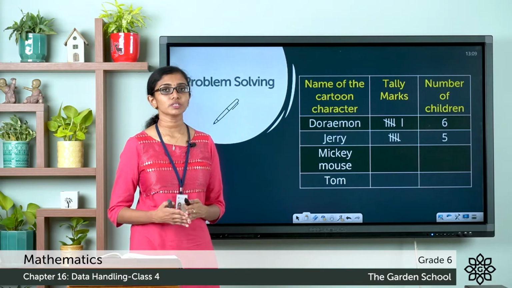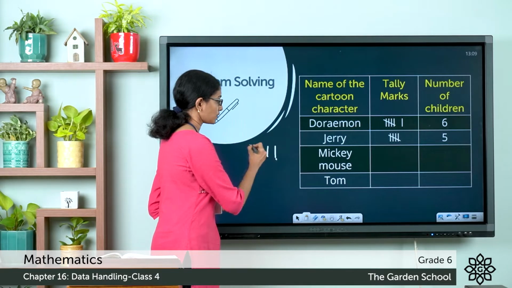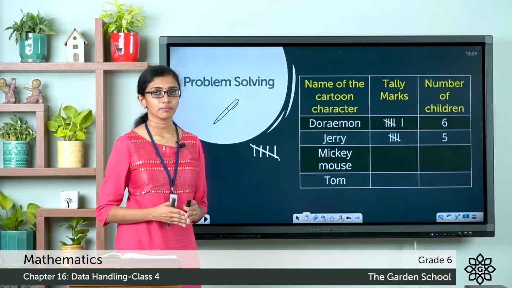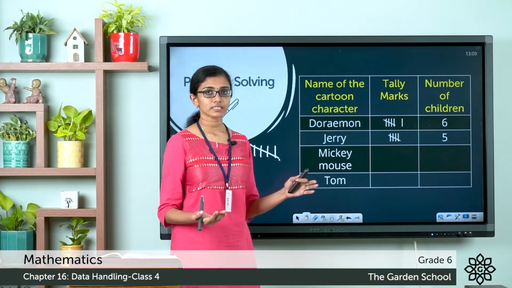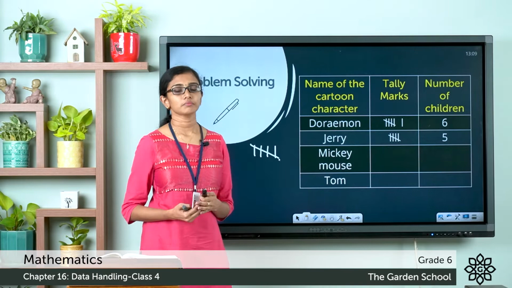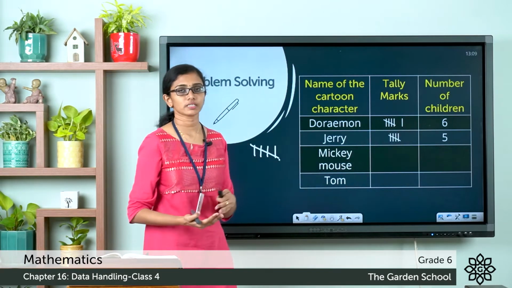So how can we do this? So here we know 1, 2, 3, 4, 5. This represents a group of 5 in tally marks. So for representing 6, you can use this and you have to put one extra mark. So the total will be 5 plus 1, which is equal to 6.